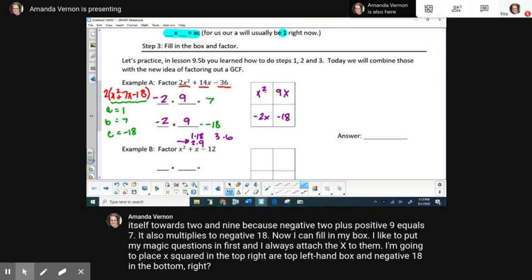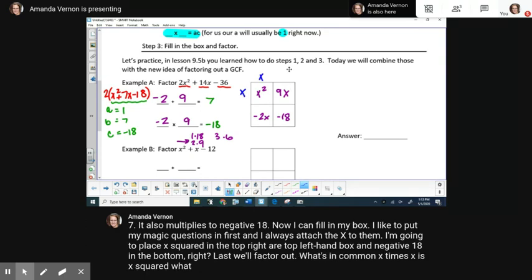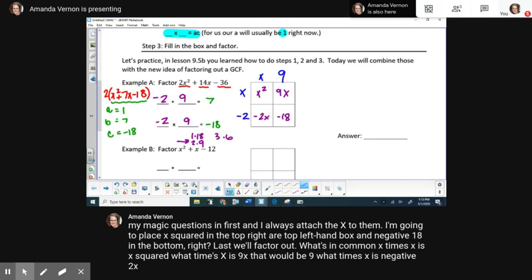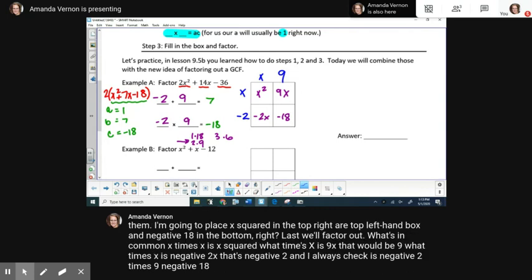Last, we'll factor out what's in common. X times x is x squared. What times x is 9x? That would be 9. What times x is negative 2x? That's negative 2. And I always check, is negative 2 times 9 negative 18? It is. We're good to go.